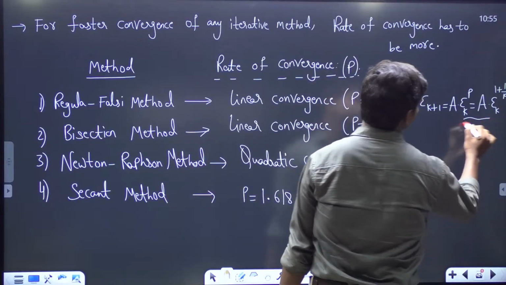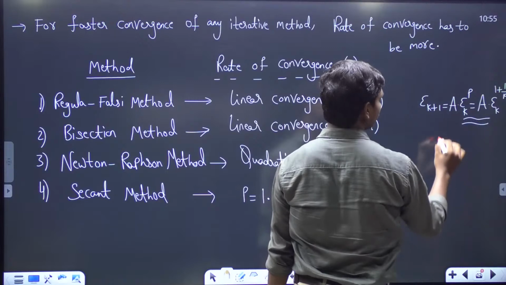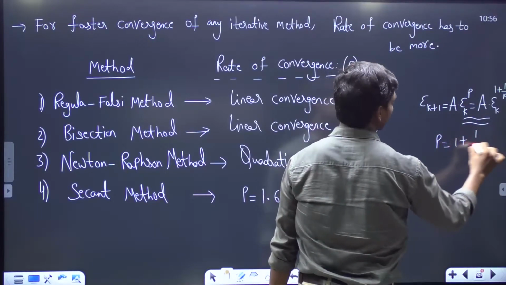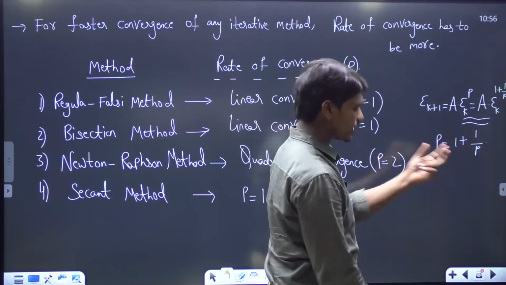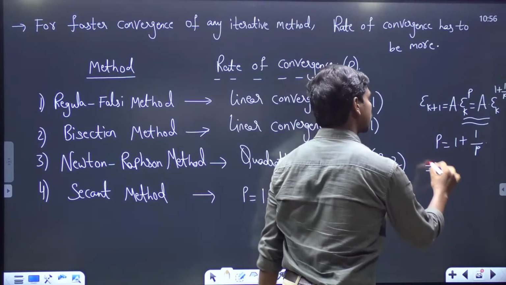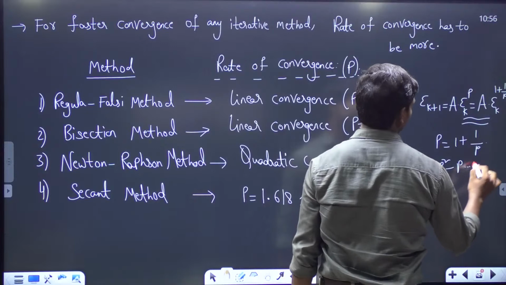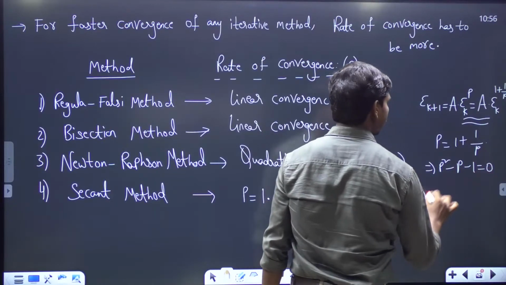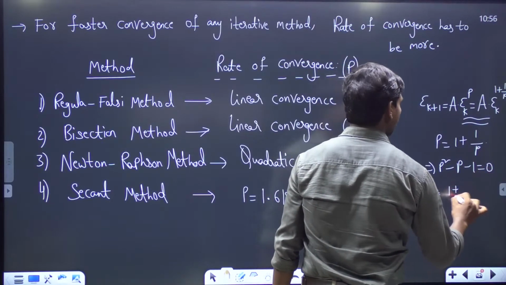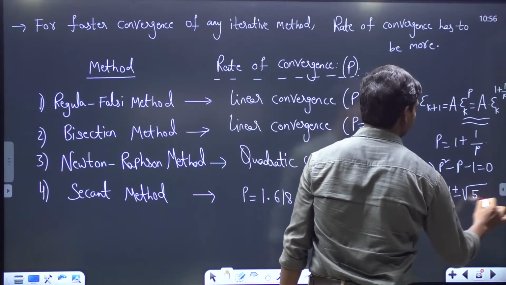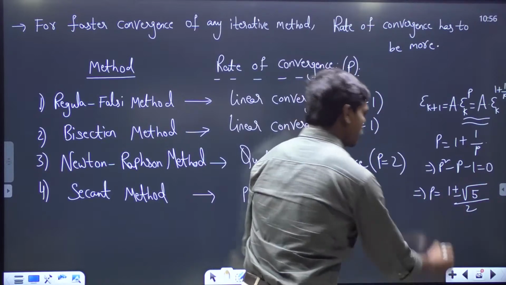If you equate these two, when bases are equal, the powers should be the same. So P is equal to 1 plus 1 by P is what you will get for the secant method. This is a quadratic equation, P square minus P minus 1 is equal to 0. So P is equal to minus b plus or minus square root of b square minus 4ac divided by 2a.